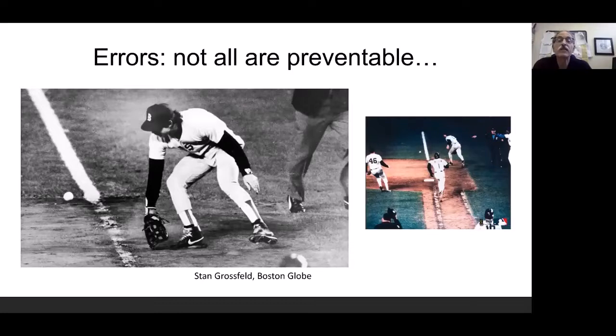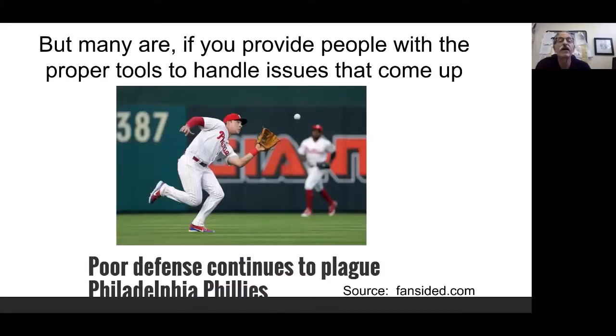Obviously, nothing that you could do about that error. It was just a mistake. However, this is an example of an error that's entirely preventable. For those of you in the Philadelphia area, you might recognize this is Rhys Hoskins, who is the Phillies' first baseman. And here you can see him not playing first base, but here he is out in left field, where he should never, ever have been playing.